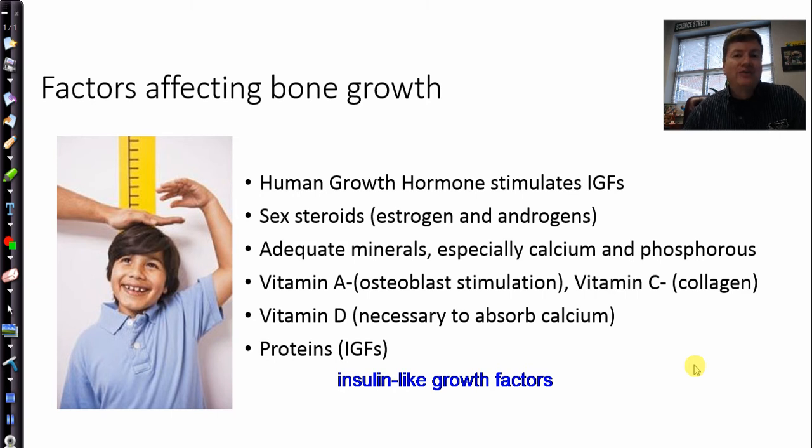So a lack of HGH is going to result in stunted growth. And we see this in some forms of dwarfism, where they just don't produce HGH, and therefore they will not develop to a normal height because of the lack of these factors.